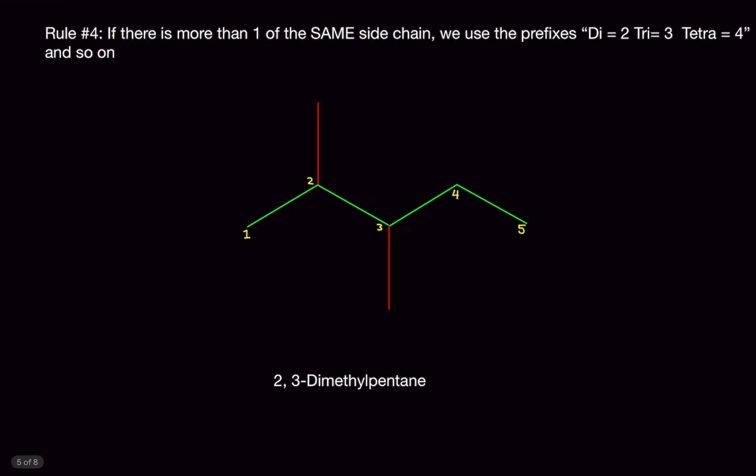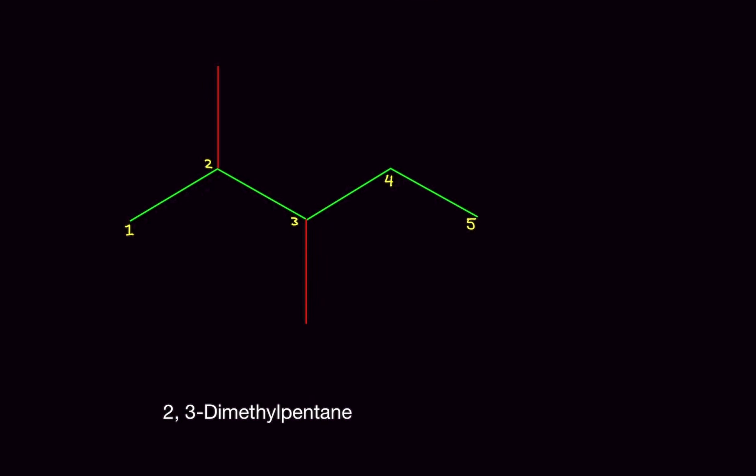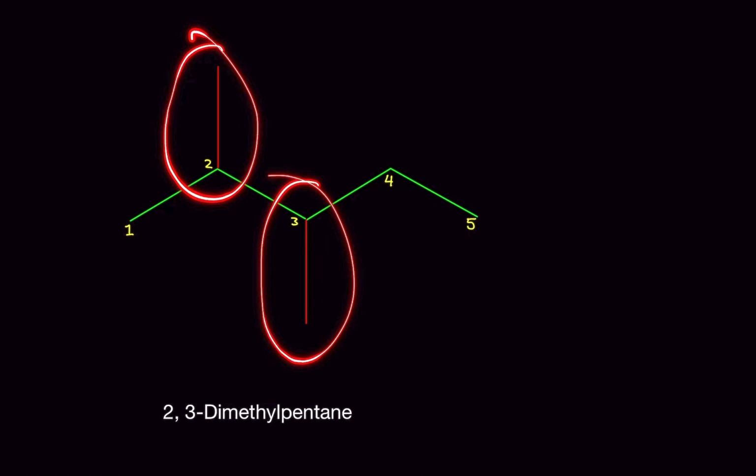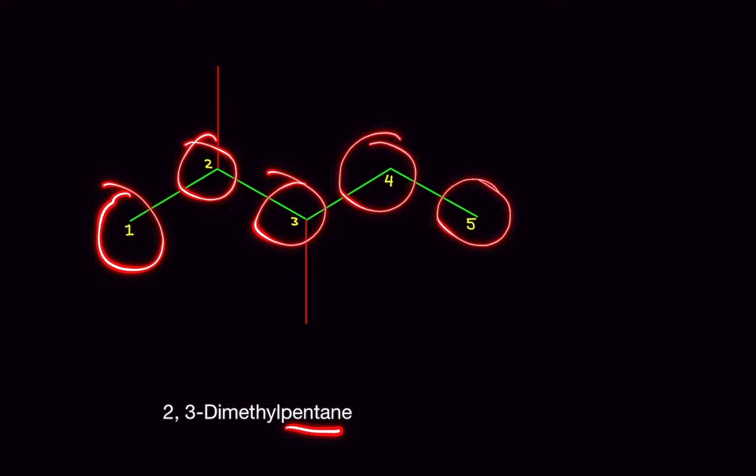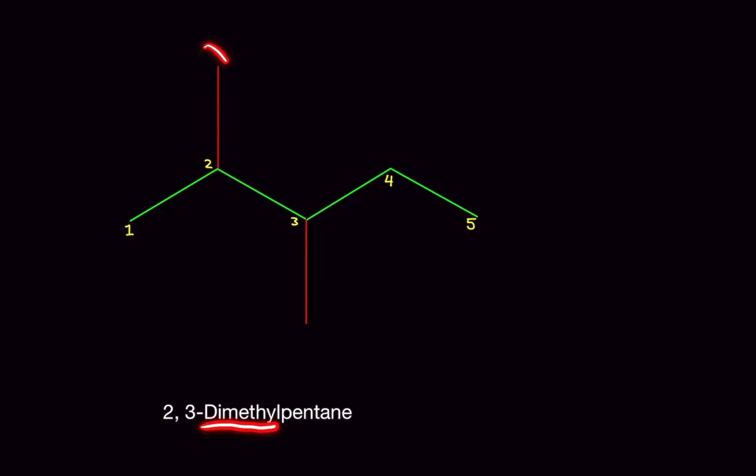All right. Rule number 4. If there are more than one of the same side chain, we use the prefix di, tri, or tetra, and so on. For example, we have 2 methyl groups here. So we call this 2,3-dimethylpentane. Because it's a pentane because we have 5 carbons in the parent chain. And it's a dimethyl because we have 2 methyl groups, di meaning 2.